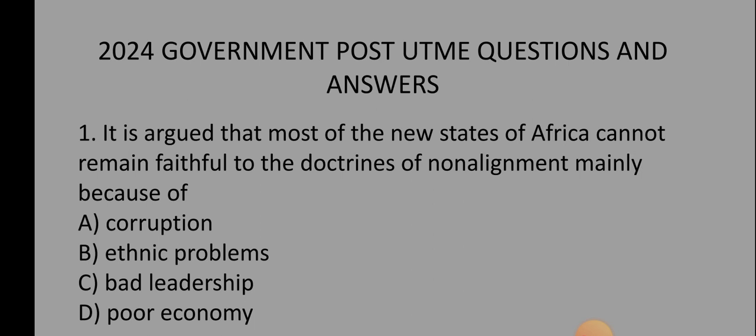Today the first question is: it is argued that most of the new states of Africa cannot remain faithful to the doctrines of non-alignment, mainly because of dash. The first option says corruption, ethnic problems, bad leadership, and the last option says poor economy. The rightful option there is option D, which is poor economy.